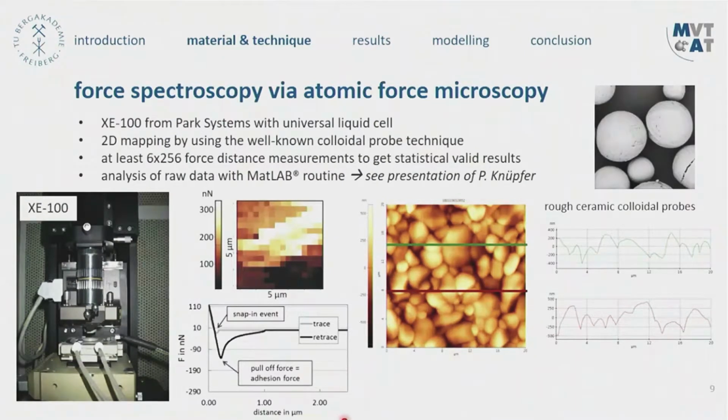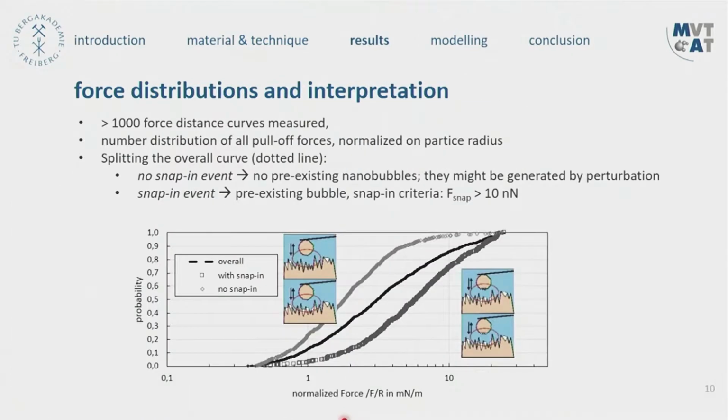Distribution leads to distribution somehow. And now we get the results by the colloidal probe measurement. The black curve is the overall force or adhesion force distribution, which covers at least 2 orders of magnitude. This is a hydrophobic system. And if we separate those curves having a snap-in and having no snap-in, we get 2 individual distributions.